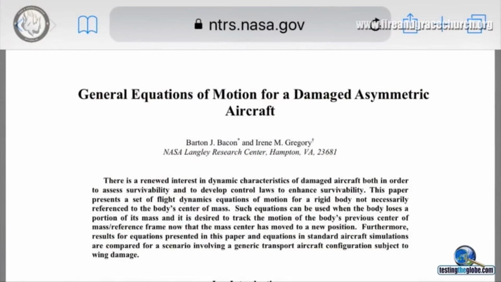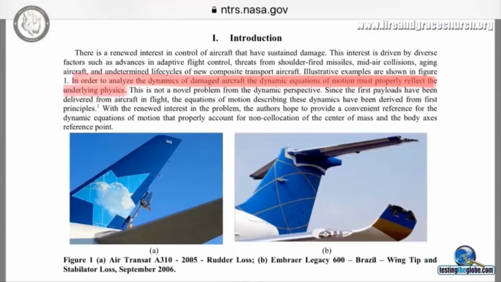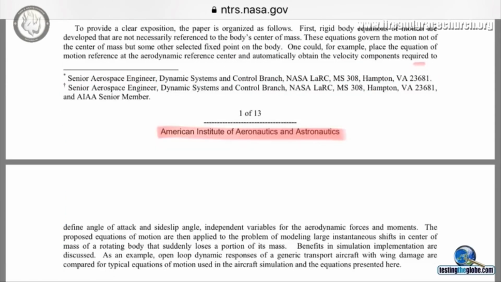Here's one. This one is NASA.gov. Now this is general equations of motion for a damaged asymmetric aircraft. So what they're trying to do is fix equations if a plane loses part of its wing or tail fin or whatever, how to compensate and all that stuff, right? So that's what this is about. And the technical manual gives you this stuff. The introduction, here's the introduction. It says, in order to analyze the dynamics of damaged aircraft, the dynamic equations of motion must properly reflect the underlying physics. They're telling you right here in the introduction, what we're gonna do here must reflect the true physics.